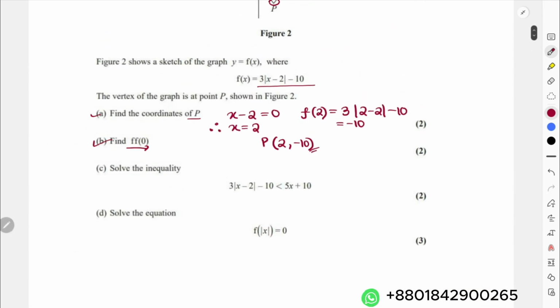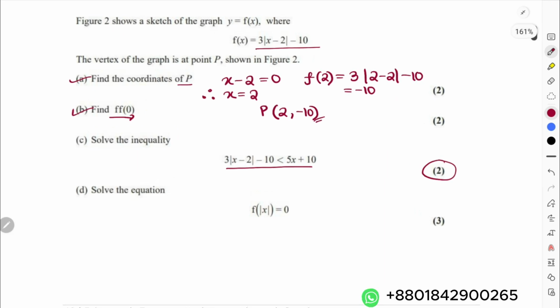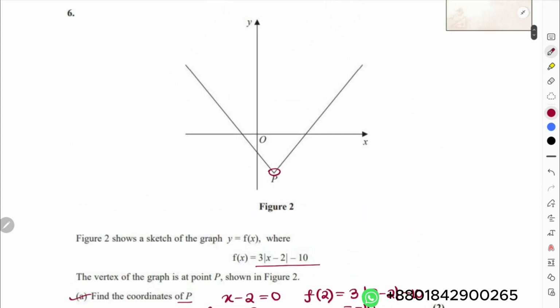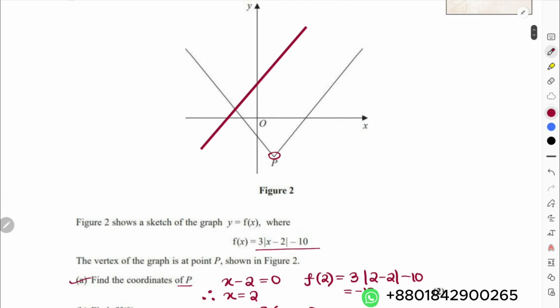Now after this you get part C, solve the inequality. This is a very tricky question, even though in this case they're only giving you 2 marks. You have to solve this for the positive value and negative value, and then see for which values this modulus function is less than 5x plus 10. But just to give you an idea, you can understand that 5x plus 10 is supposed to travel from this part, right? This is where y is equal to 10, and when y is 0, x becomes minus 2, right? Yeah, this is how roughly the graph is supposed to be.